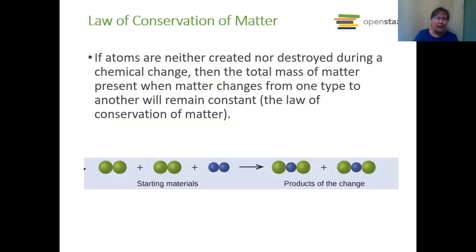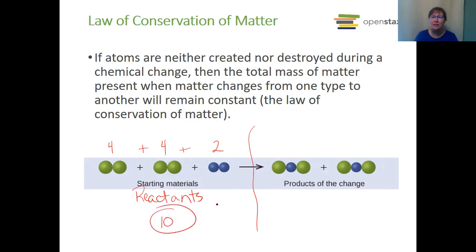So what we have here means that if we have 4 grams of this and another 4 grams of this and 2 grams of this, then that means that on our reactant side, our starting materials, which is another way of saying reactants, we have 10 units of whatever mass we're looking at.